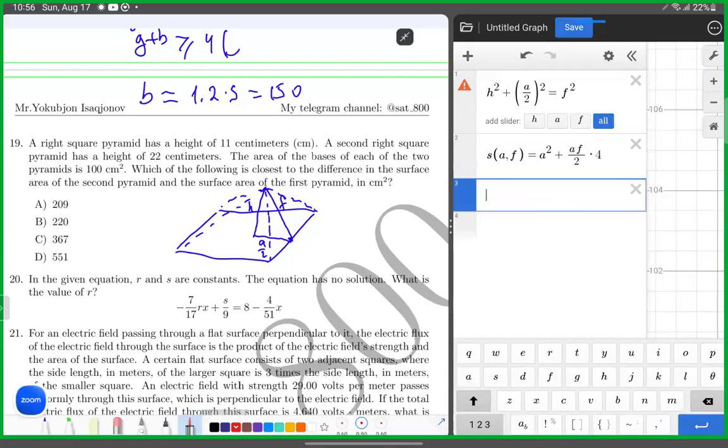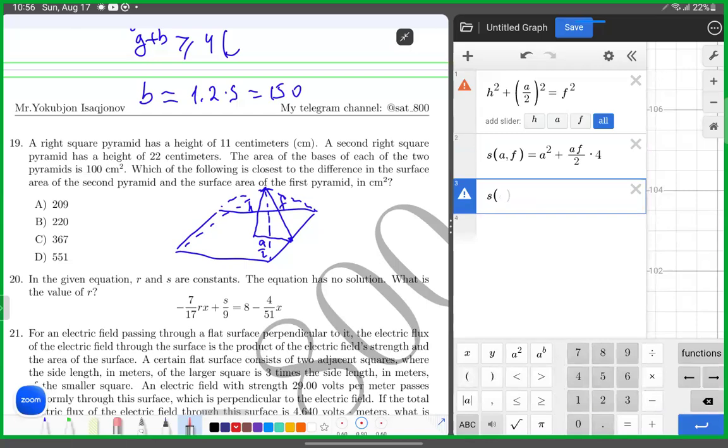Here you go. This formula gives you the surface area of it. Okay, now let's calculate for the first one. Both of them have a base area of 100. It means the 10 will be the side length of the base.